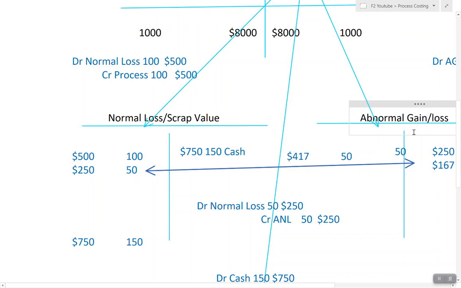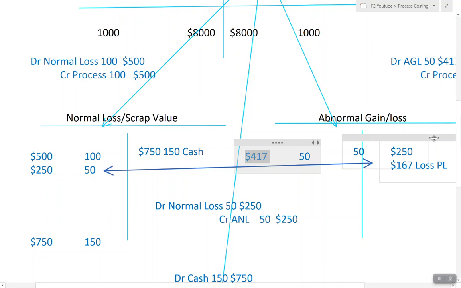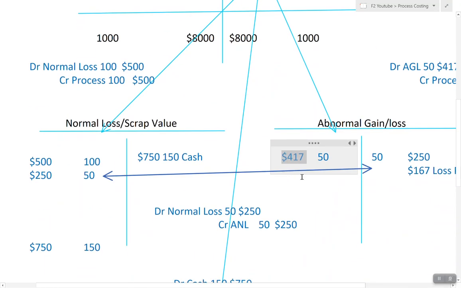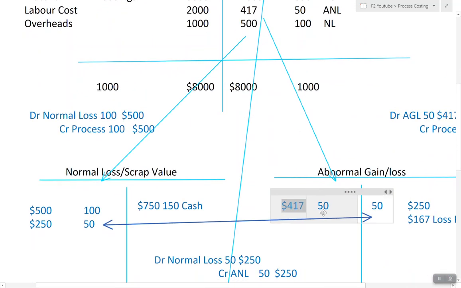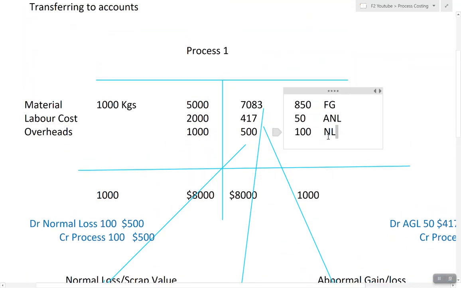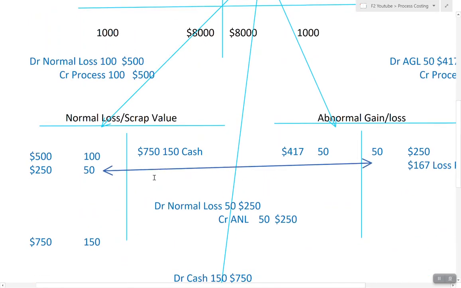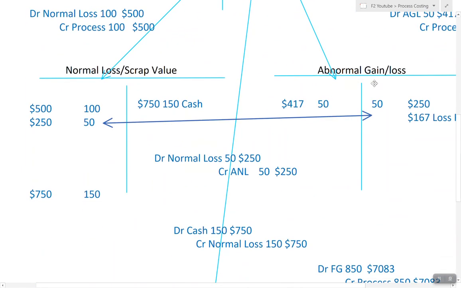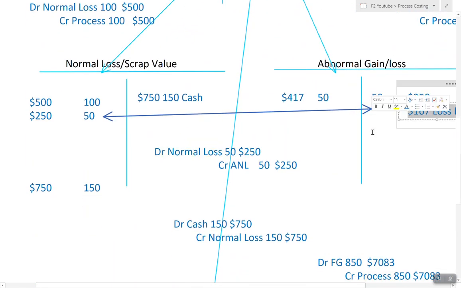Abnormal gain or loss, you could make one account or you could make a separate account. Let me adjust this. So I've put arrows as well where they went. So credit process, debit abnormal gain. And then finally, we have credit process and debit normal loss. Now, process account is finished. That is balanced.